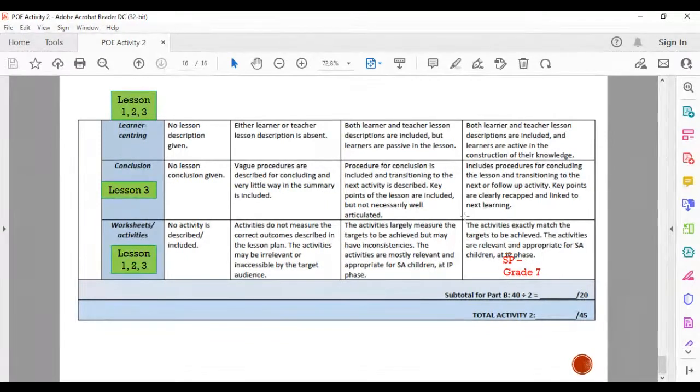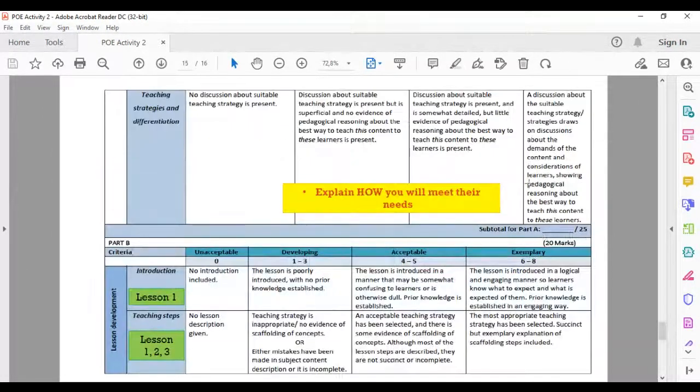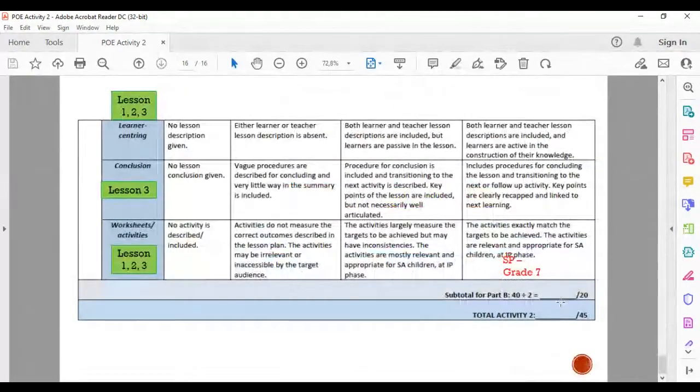Right, so then we add up the total for part B, and we divide it by 2 to get the mark out of 20. And then we add it to this first section, which is 25 marks. In total, it's 45 marks for this activity. Please remember to include a reference list at the end of your PoE. So you will save all your references. At the end of the PoE, you give one reference list. Everywhere where you have used pictures or activities that you got from the internet, please make a note of the resource.